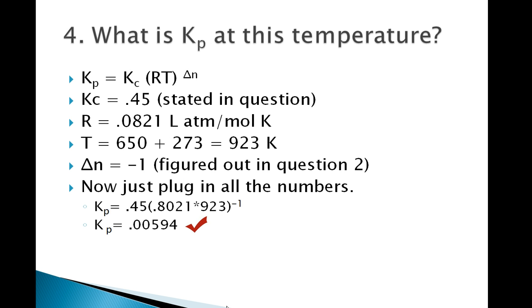So in order to find Kp at this temperature, you use the equation Kp equals Kc times RT to the exponent delta N. Kc for this reaction is 0.45, as stated in the question. R is 0.0821 liters atm per mole Kelvin. That is a constant. The T for this equation is 650 degrees Celsius plus 273, which makes it 923 Kelvin. And delta N equals -1, which was figured out in question number 2. When you plug in the numbers, the answer turns out to be 0.00594.